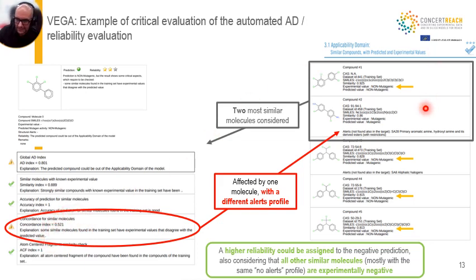But we can also see that for this molecule, a structural alert is identified for mutagenicity, and the same structural alert is not present in our molecule. So if we possibly exclude this molecule from the comparison, and we also consider that all other reported molecules are experimentally non-mutagenic, we might be able to reevaluate the reliability assigned by VEGA and possibly increase it.